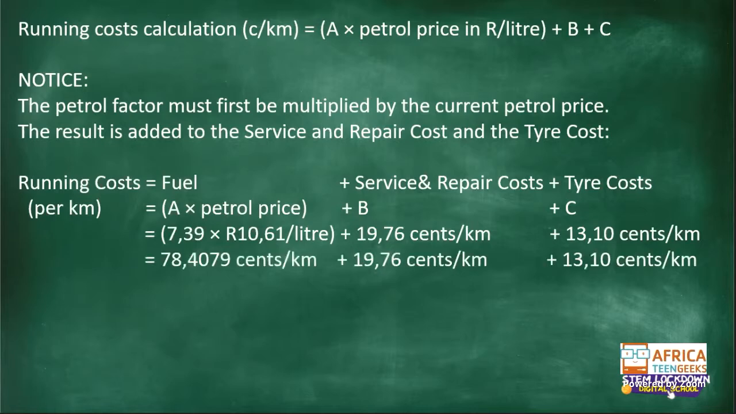Once you have this, you will see that when you multiply 7.39 by 10 rands and 61 cents per liter, you'll be able to get about 78.4079 cents per kilometer.